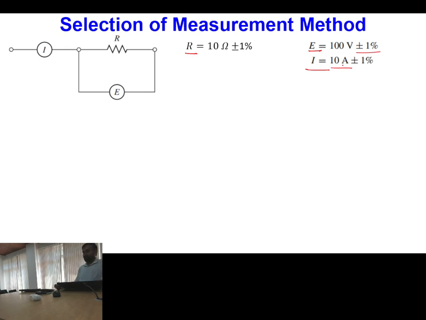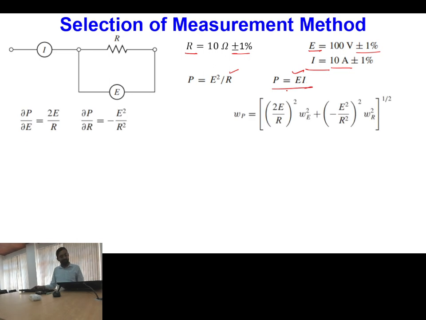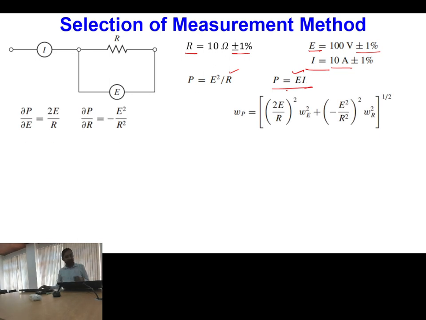The instrument is having plus minus 1%, and the resistor is also having plus minus 1%. Now the first method is E square by R, and the second method I am using E into I. So in the first method I am trying to use the measurement of voltage and resistance. In the second case I want to use voltage and current. So out of these two, which one will be favorable?